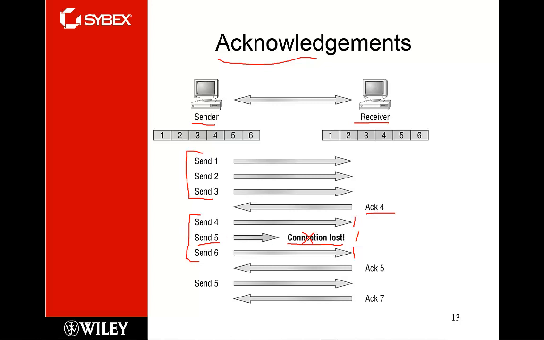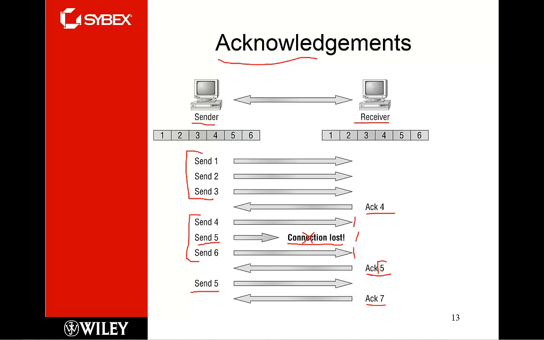But what if segment 5 is lost? Aha, we never received 5. We say acknowledgement, we received something, but what do we want next? We want number 5. And then we send that. The other side's very nice and kind. It sends number 5. Now check this out.